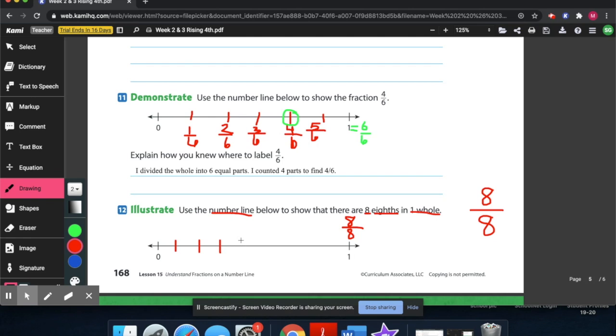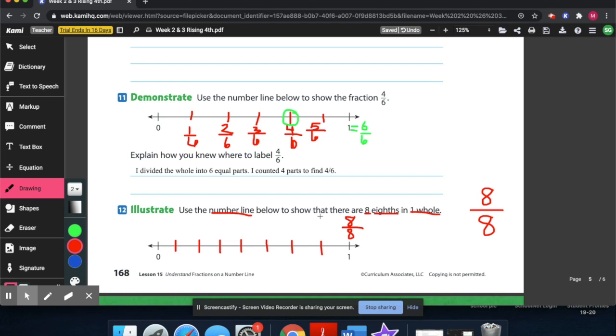3/8, 4/8, 5/8, 6/8, 7/8. The reason I didn't label mine as I went is just in case, because it is really hard to write on these documents electronically. I could just simply erase it if I needed to.